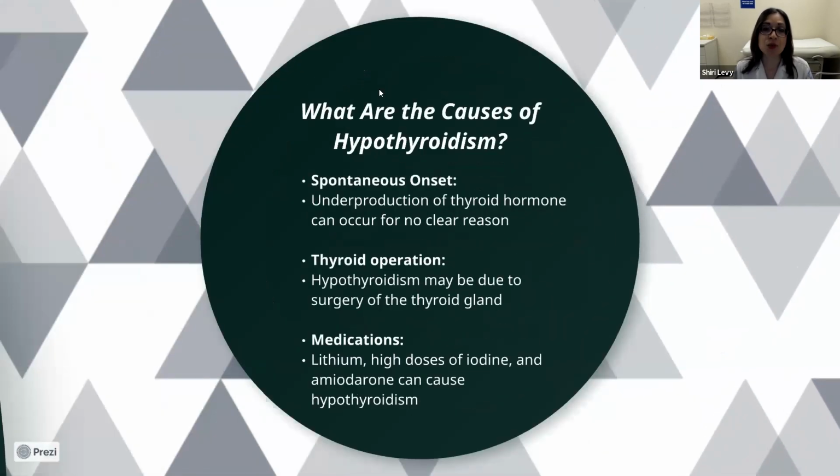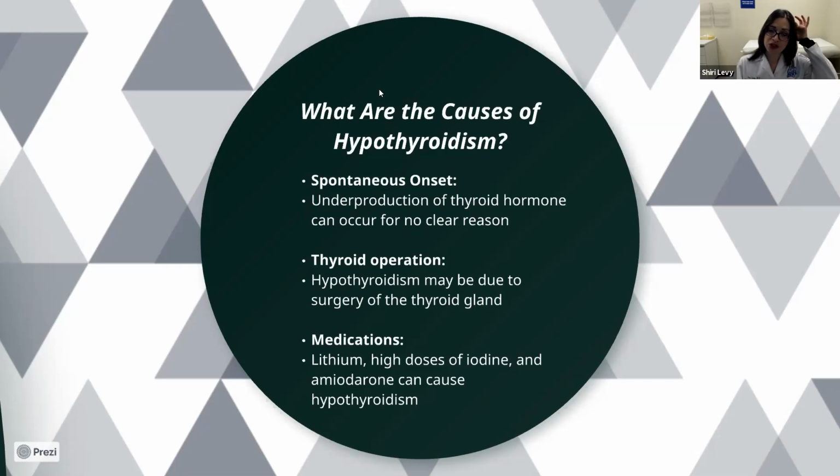Spontaneous onset, that is, we really don't know. The patient all of a sudden was fine. Now they have an underproduction of thyroid hormone. We don't find any antibodies that are positive in their system, and we need to put them on thyroid hormone. Thyroid surgery obviously will lead to an underactive thyroid.